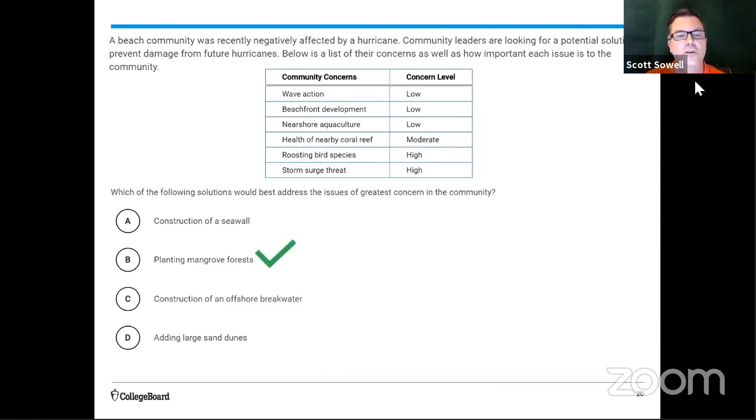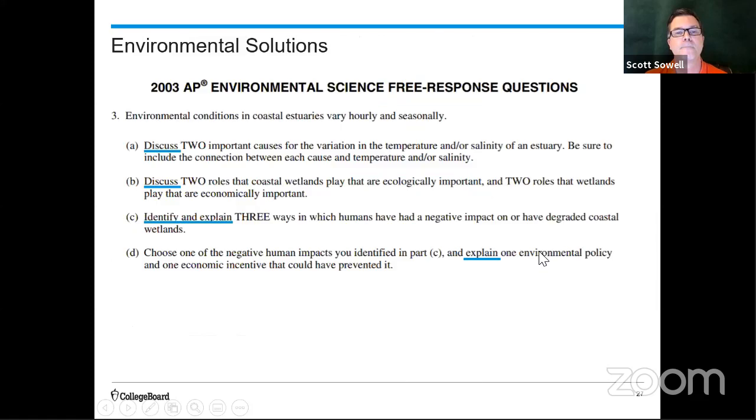All right, so hopefully you picked planting the mangrove forest. When I first read this question, the thing that stood out to me was the importance of roosting bird species, and clearly mangrove forest would provide that. So here's another example. This is the 2003 FRQ question number 3.